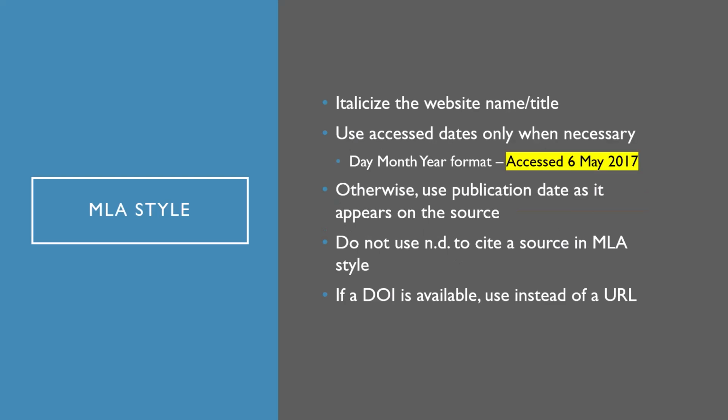Finally, MLA citation requires that you italicize the website's name or title, use access dates only when necessary, such as a constantly changing website, and if so, the format is accessed day, month, year, so accessed 6 May 2017. And because you can use an access date, you do not use ND when citing an online source using MLA. Otherwise, you use the publication date as it appears on the resource. If a DOI, a kind of persistent URL, is available, it is preferable to the URL, but the URL is fine if it is the only option available.